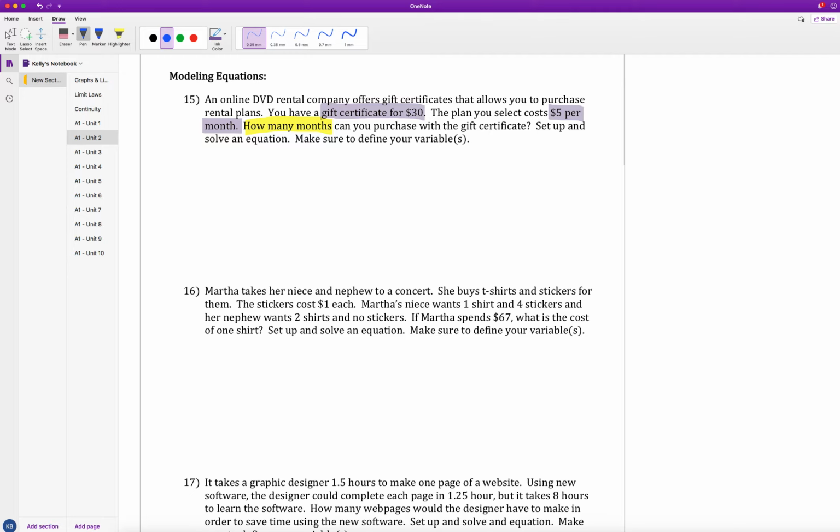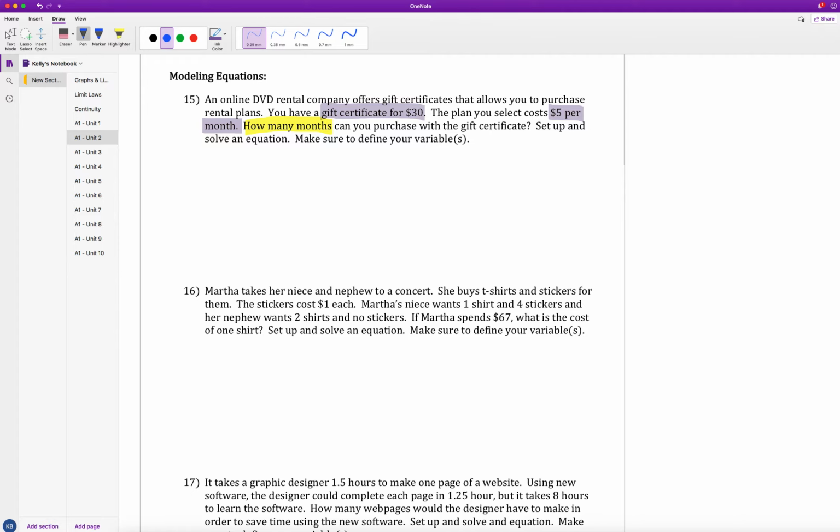Because the problem specifically says that we have to set up and solve an equation, although you might be able to calculate in your head how many months you have, we have to figure out how I can take that and translate it into a mathematical equation and then solve that. The other thing it says is make sure to define your variables, so I'm actually going to start there.